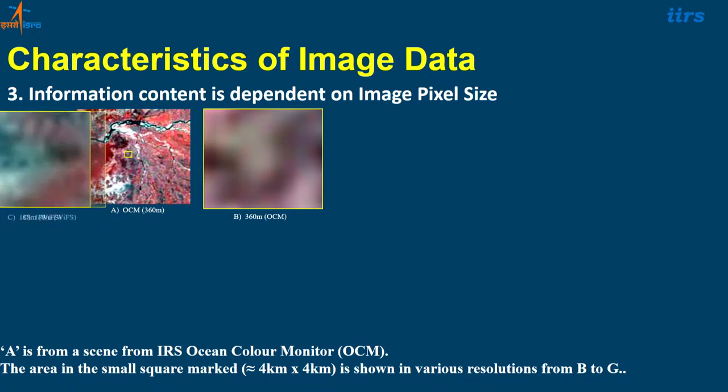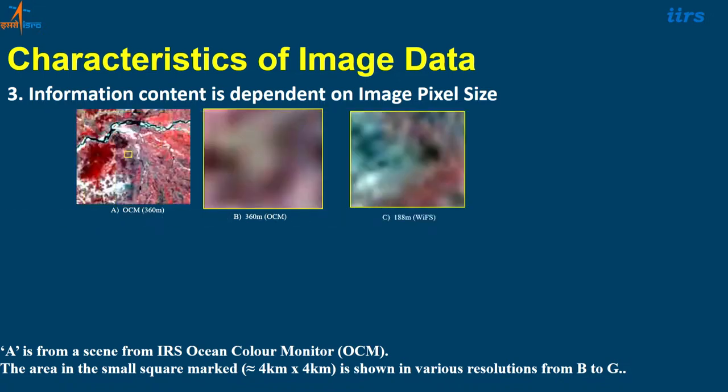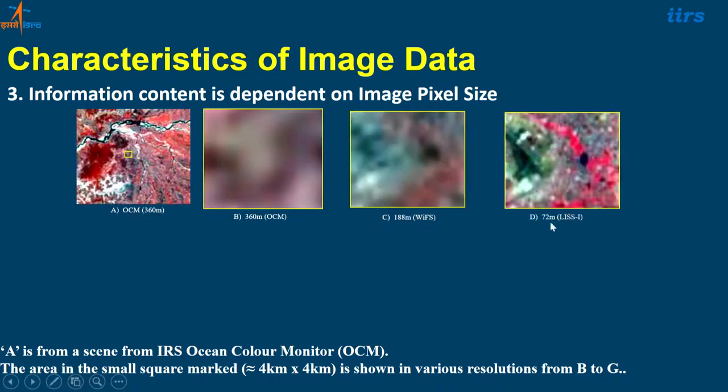this pixel size is changing the information content. Now if you see here, this is your 188 meter Wide Field Sensor, WiFS. From that one, the size of 1 pixel is 188 meter, basically some old sensor. And this is your 72 meter. This is LISS 1, another old sensor from the Indian satellite. Here the size of 1 pixel is 72 meter basically.